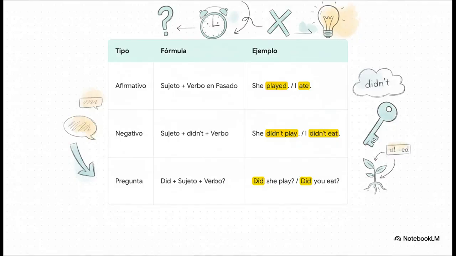The key point here is that in the past simple for negatives and questions, you only need one helper, did. And the best part is, when you use didn't or did, the main verb goes right back to its original base form. No ed or any other changes. Did does all the heavy lifting of showing it's the past.